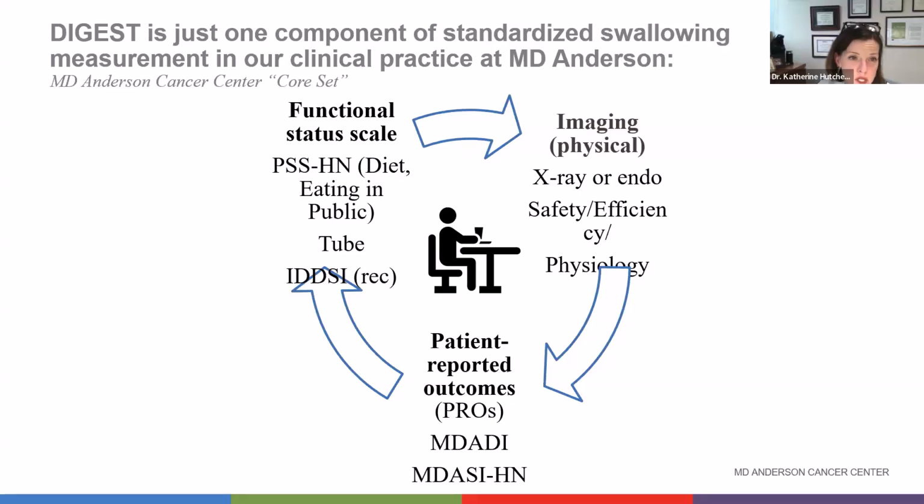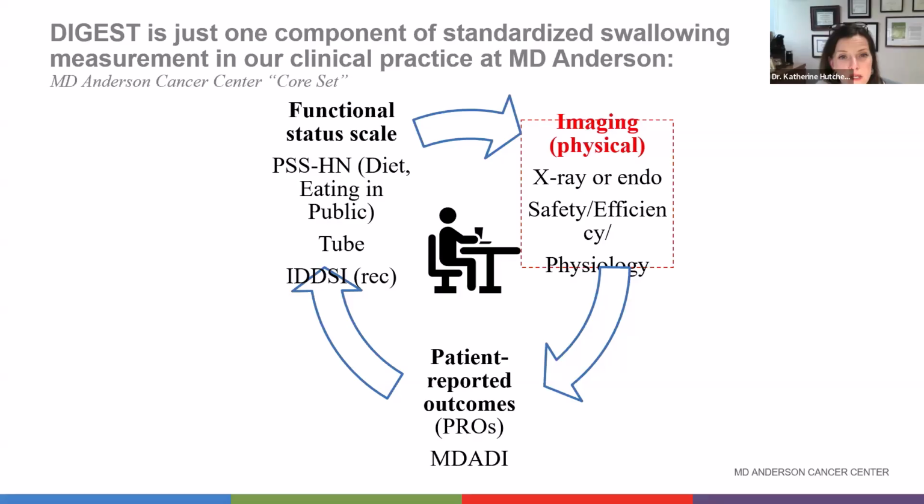For the functional status of the patient, we want to know what they're eating and what we recommend from a diet level. We use the PSSHN for what they're eating. We use the IDSI as a standardized way of reporting our diet recommendations. We also want to know how the patient perceives their swallowing function, and for that we use the MDADI in our swallowing clinics. And more broadly, we use a multi-symptom cancer instrument called the MDASI in other oncology clinics, and it has two swallowing related items. And then Digest specifically serves the purpose for our clinician-graded or imaging-based assessment of the physical swallow.